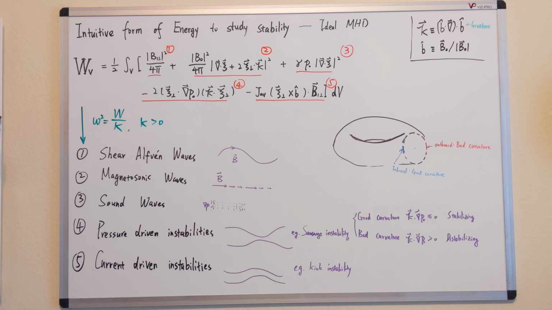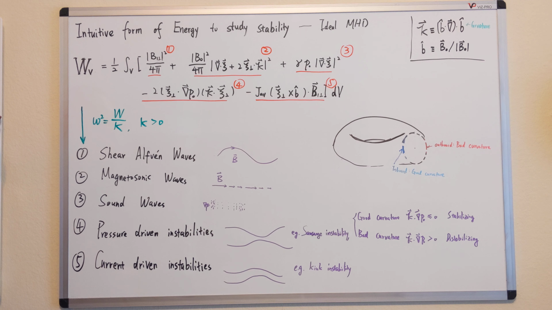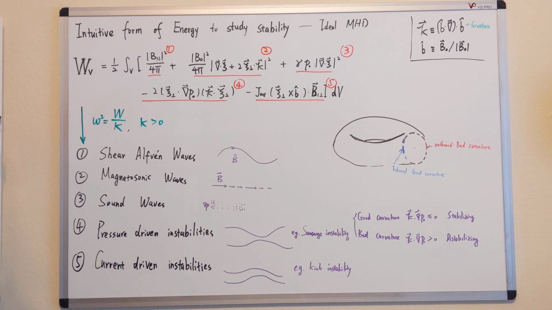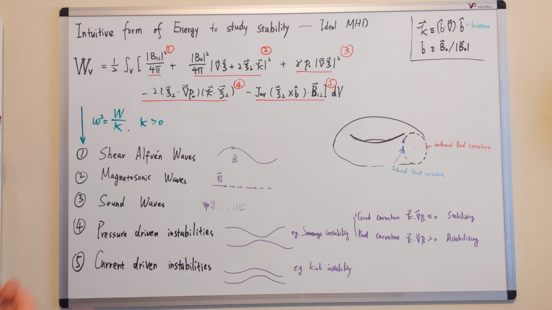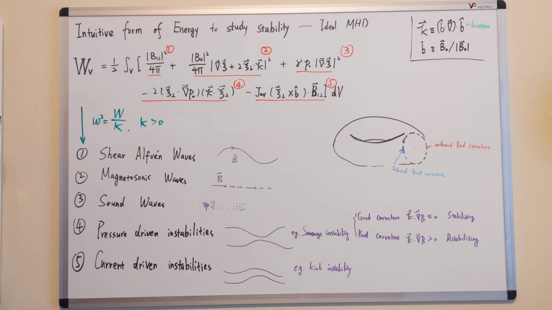Okay, after we learned the energy principle, we can use it to study the instabilities in ideal MHD. Without the convoluted derivation, I will just provide the W in terms of 5 different terms. We know that omega squared equals W over K, and K is, in a way, like a kinetic energy, but without the i omega factors. So K is always greater than 0.